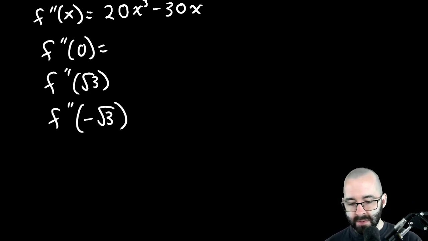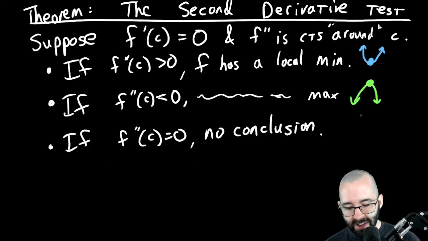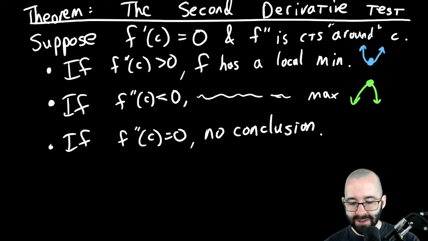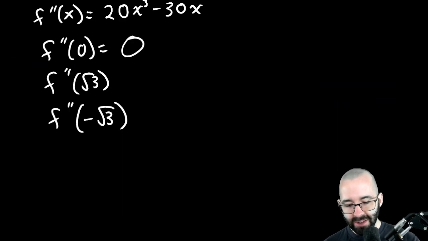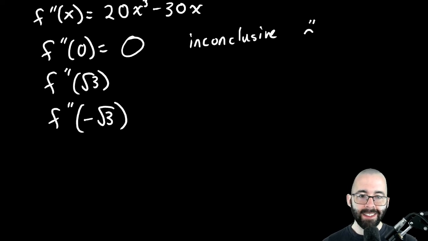So when x is 0, the second derivative is 0. No conclusion. Inconclusive. Second derivative test doesn't tell us anything here. We got scammed. Jason, you asked us to use the second derivative test, but it doesn't even work. That's one of the downsides of the second derivative test.